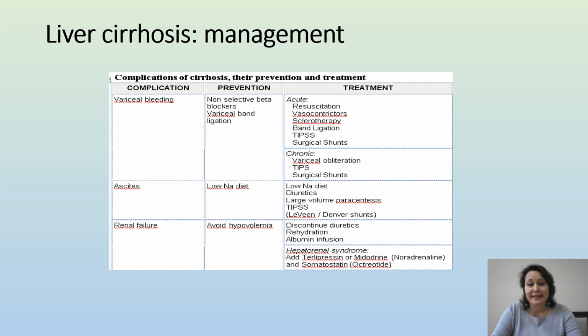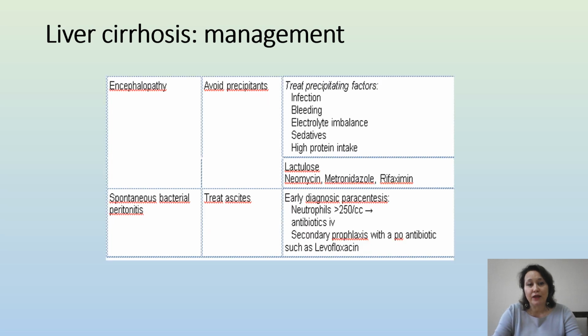In case of ascites, first of all we recommend restricting sodium in the diet and using diuretics; again I repeat that we start with spironolactone and afterwards combine with furosemide. We can use large-volume paracentesis. In case of acute kidney injury, we should avoid hypovolemia, discontinue diuretics, and use albumin infusion, rehydration, and vasoconstrictors like terlipressin, noradrenaline for a patient with acute kidney injury.